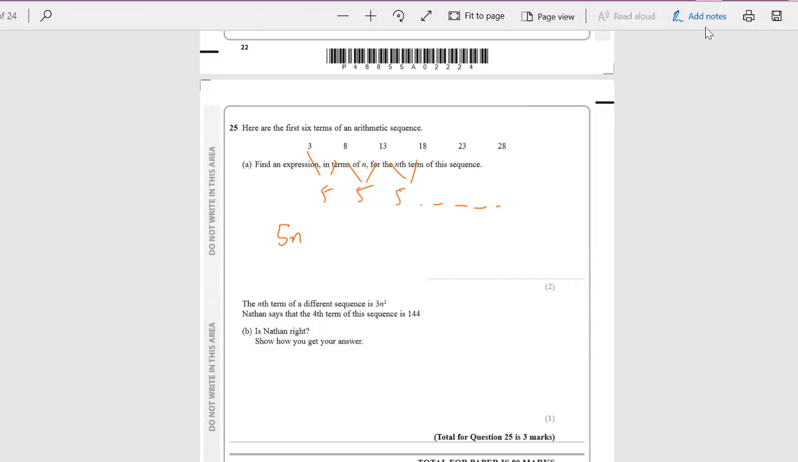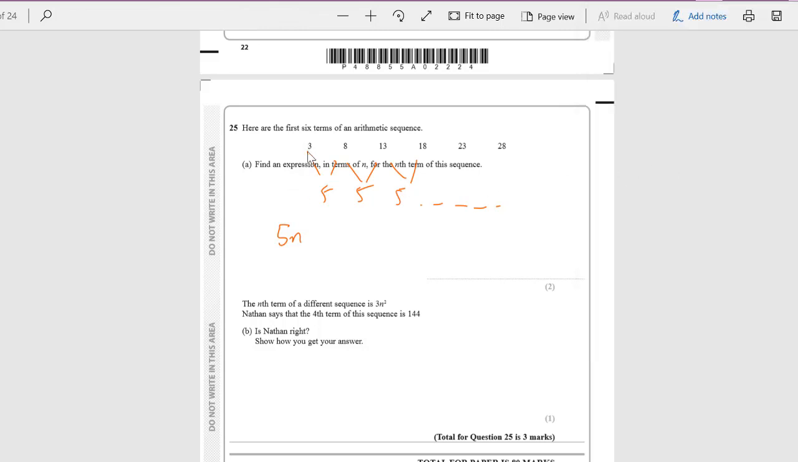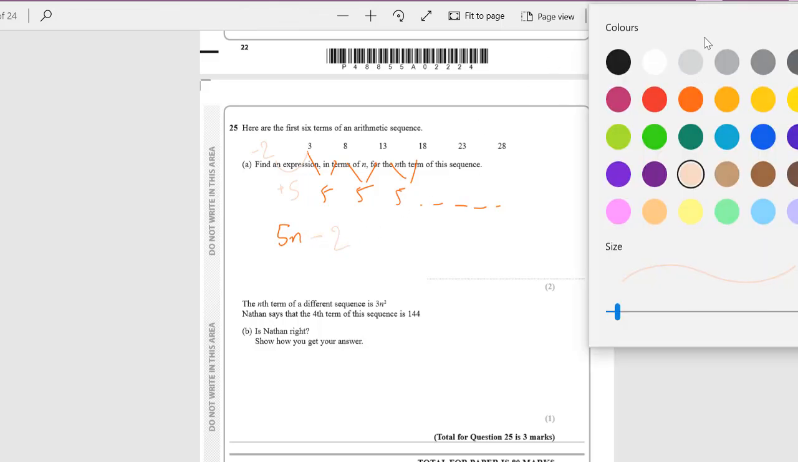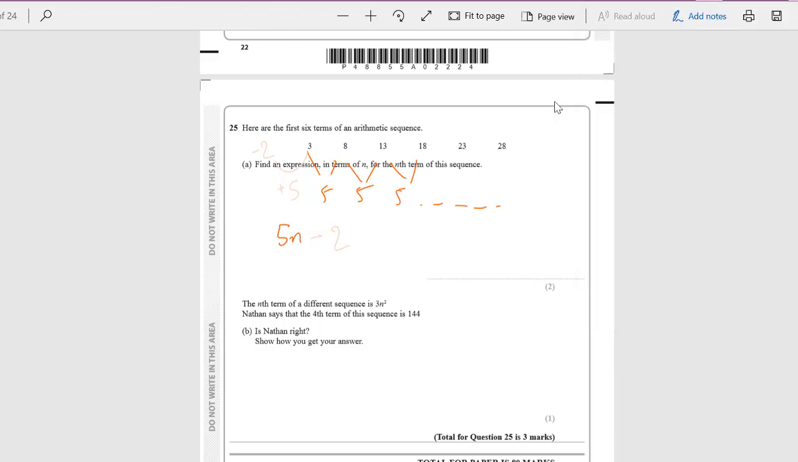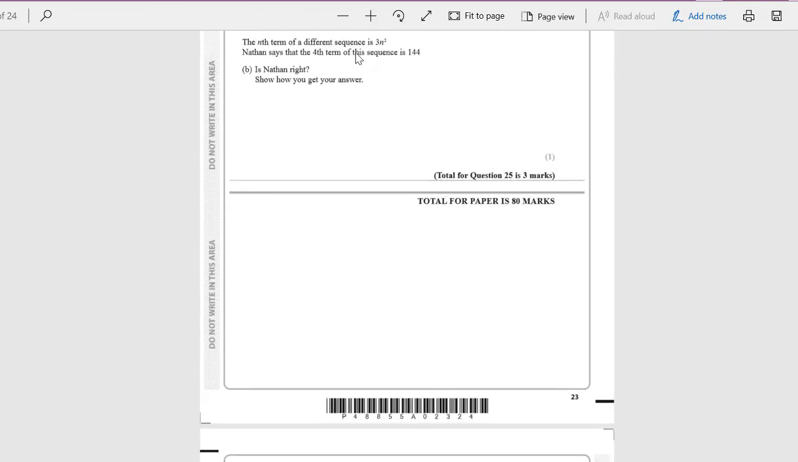And then we're going to subtract 5 from that, which gives us minus 2. If we go back 5, we get minus 2. So our total answer will just be 5n minus 2. So that's the expression. And then it says the nth term of a different sequence is 3n squared.